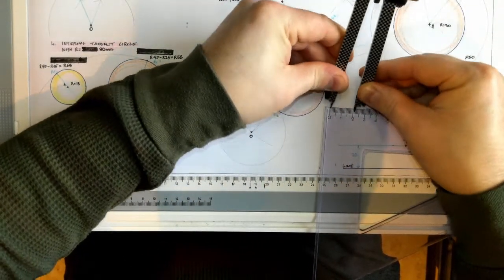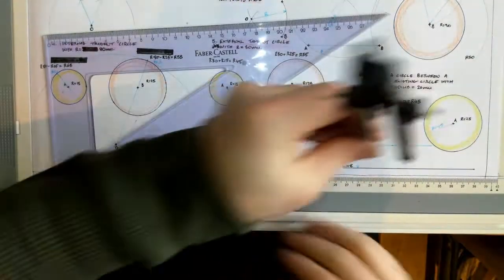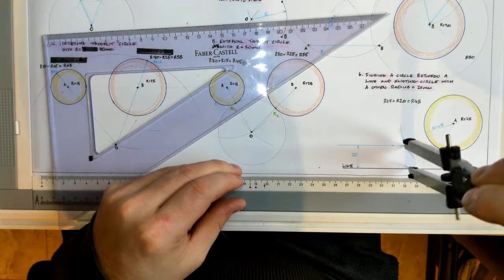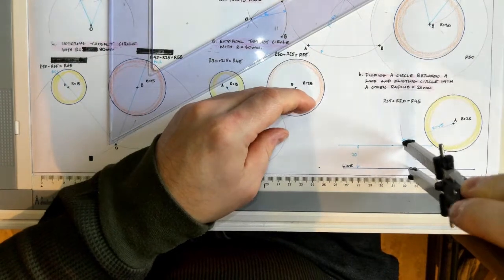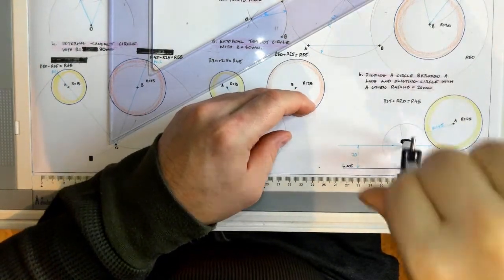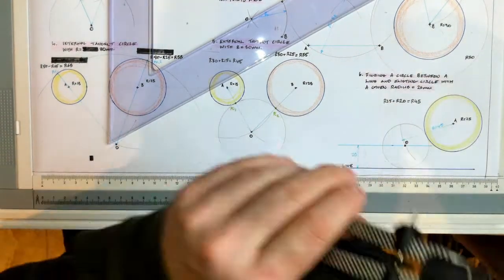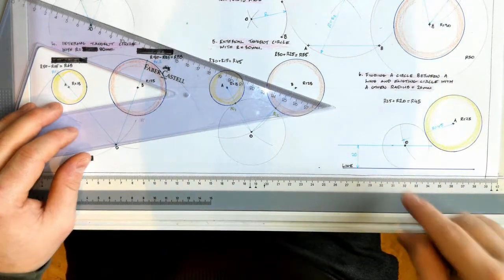So, I'm going to get 20, like so. Put it on point O. And I am now going to swing a circle. And the circle touches this circle perfectly and the line perfectly.